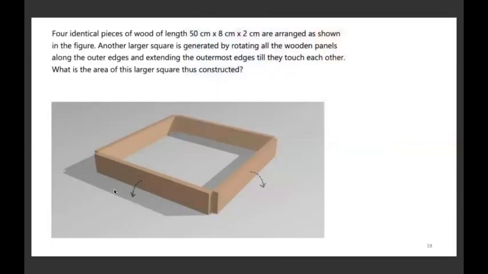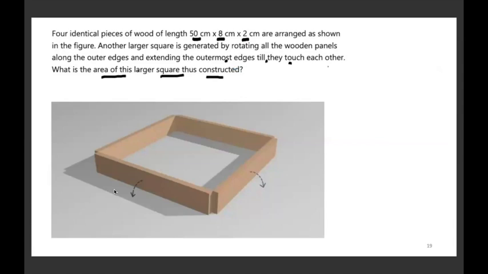4 identical pieces of wood of length 50, 8 and 2 centimeters are given. They are arranged like this. Another larger square is generated by rotating all the wooden planks along the outer edge and extending the outermost lines till they touch each other. What is the area of the larger square thus constructed?